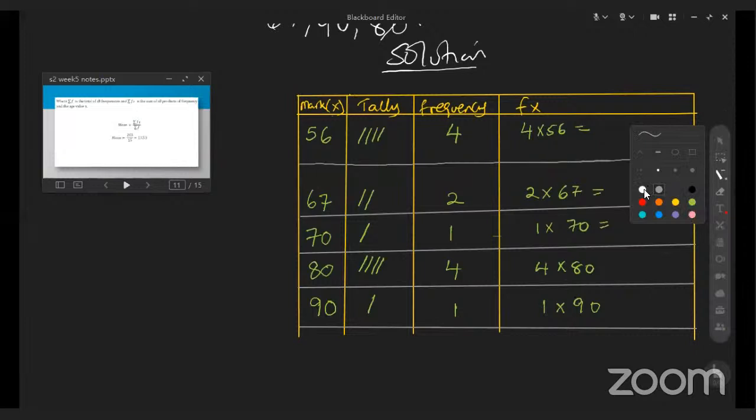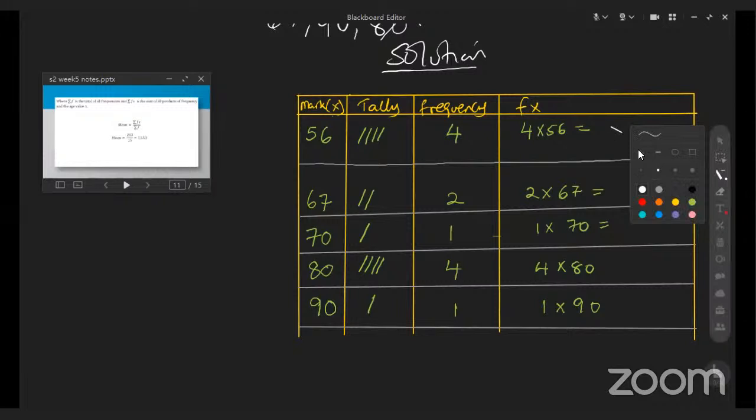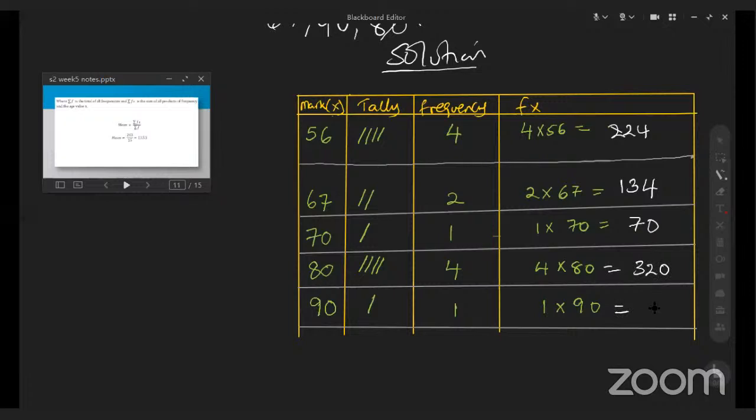Who is giving us a final answer? Dorothy Nabukera. Michael. 224 for the first one. Then the second, 134. Next. 70. Next. 320. Next. 90. Is 90. Good.